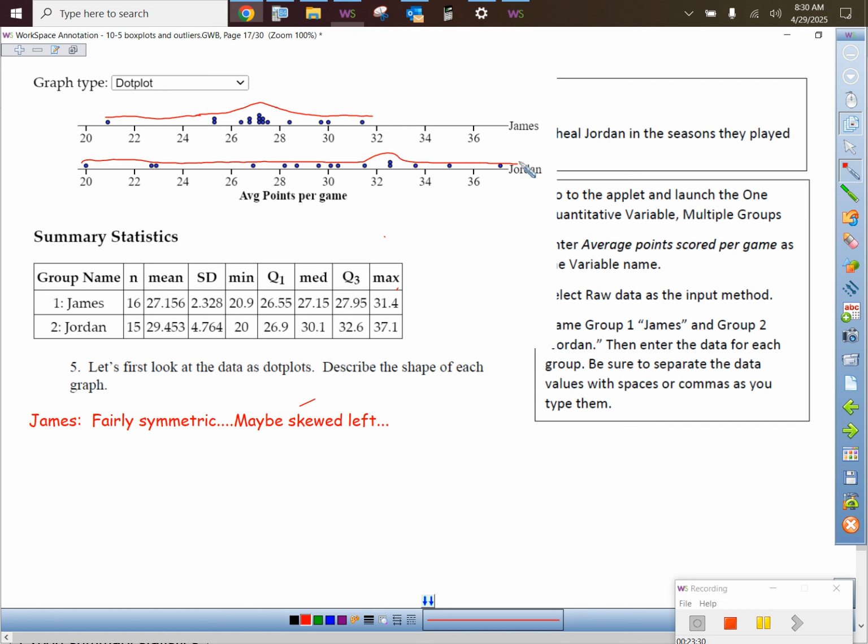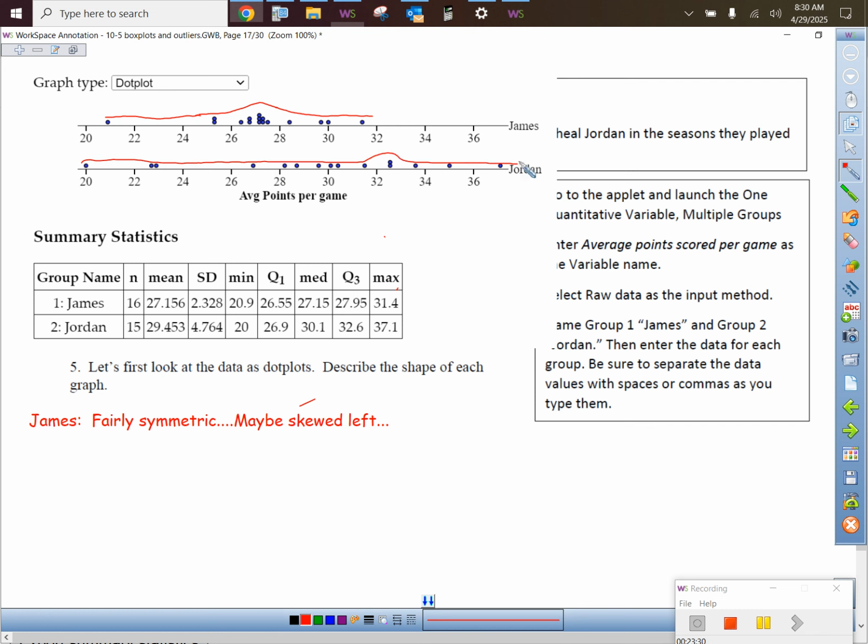Whoa, how come LeBron James's box and whisker plot is so much skinnier than Michael Jordan's? Because the data is more consistent, right? 50% of the data is in that little skinny interquartile range. LeBron had some outliers, yes. Michael Jordan did not have any outliers in that case, which is kind of interesting.